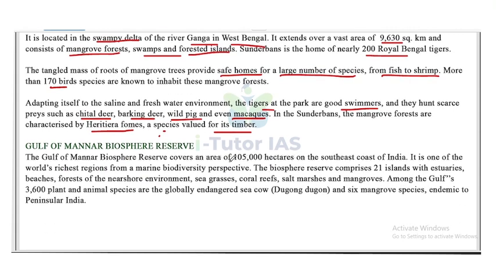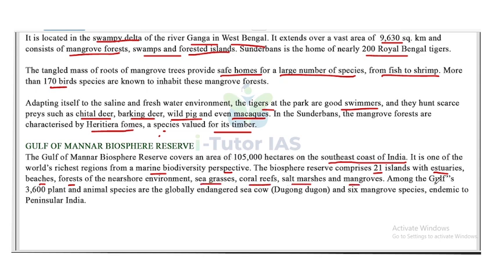Now, the Gulf of Mannar Biosphere Reserve. It covers an area of 1,05,000 hectares on the southeast coast of India. It is one of the world's richest regions from a marine biodiversity perspective. The biosphere reserve comprises 21 islands with estuaries, beaches, forests of the nearshore environment, seagrasses, coral reefs, salt marshes, and mangroves.